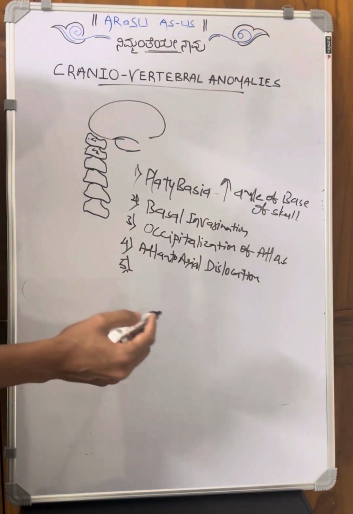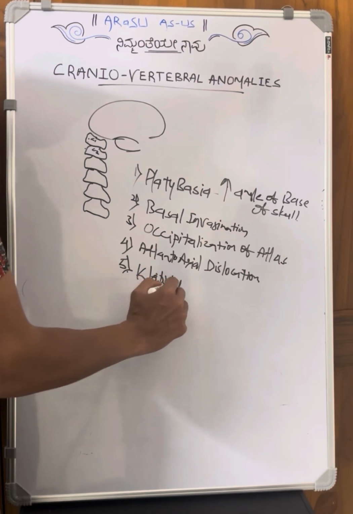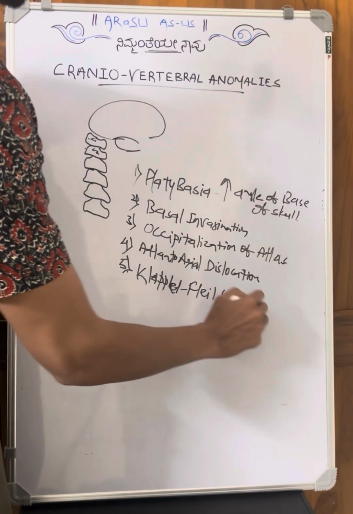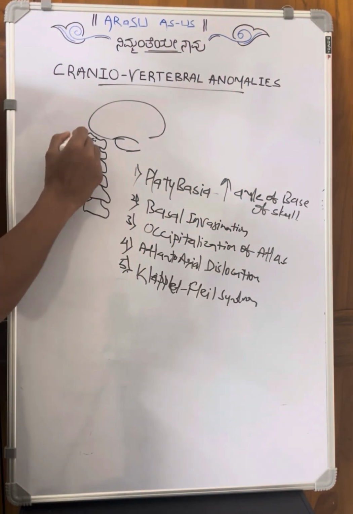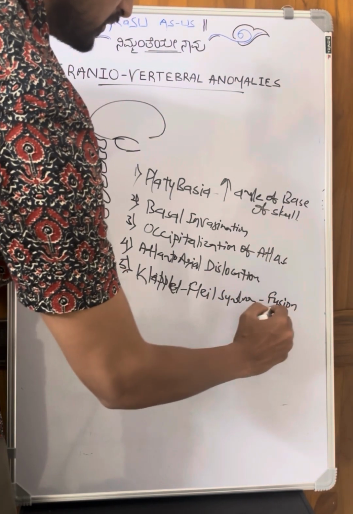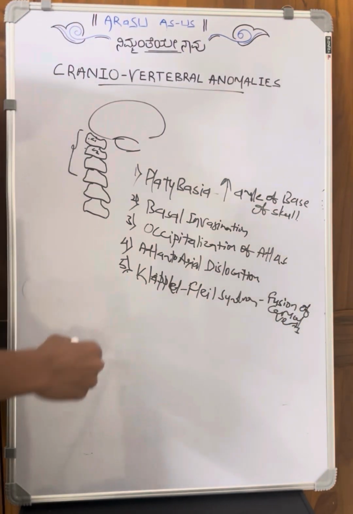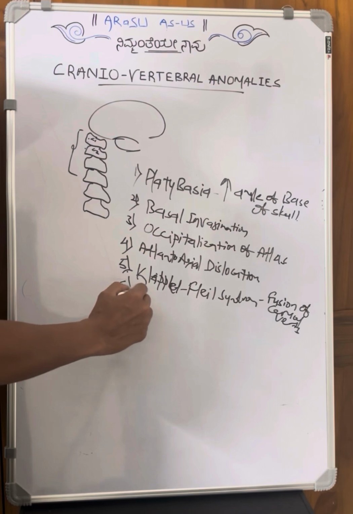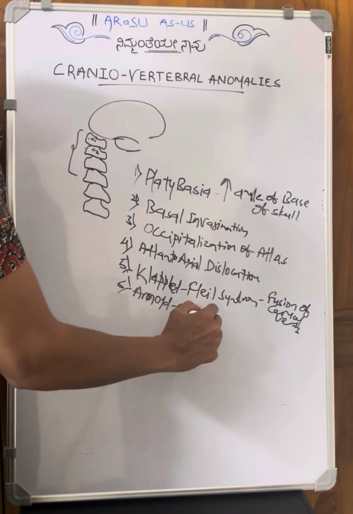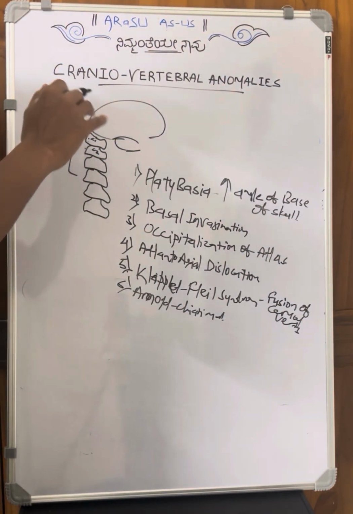Coming to the fifth one, you might have heard about Klippel-Feil syndrome. That is fusion of the cervical vertebrae. And to list one more is Arnold-Chiari malformation. So these are some anomalies of the craniovertebral junction.